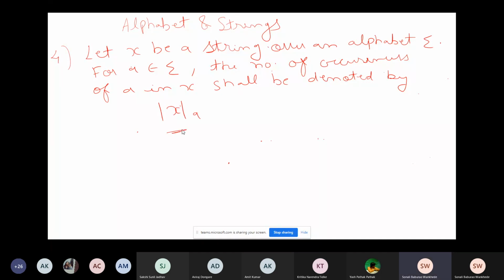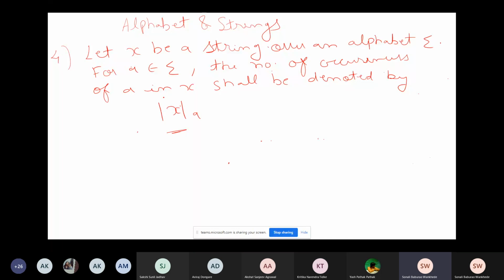Is it visible, guys? Can you see it? Yes, it's a little messy. I can understand that. Please cooperate with me.